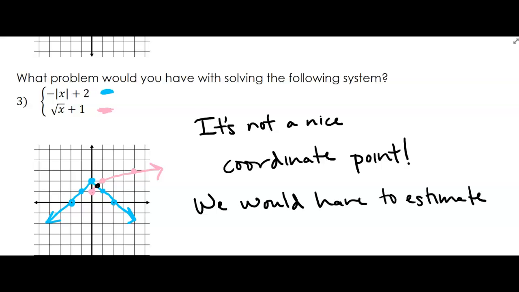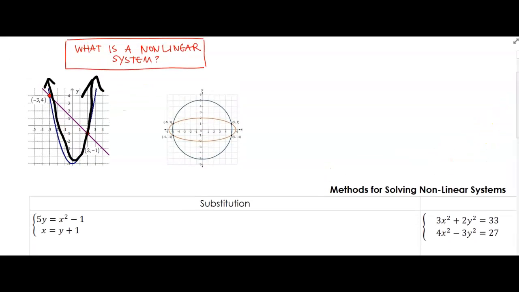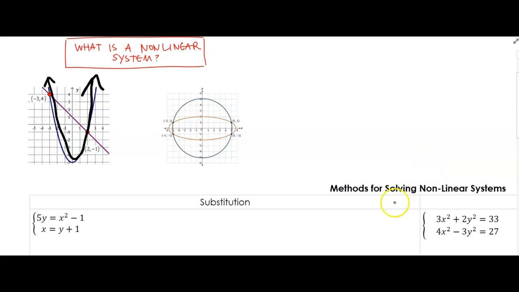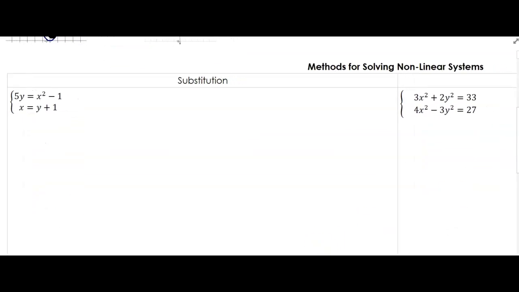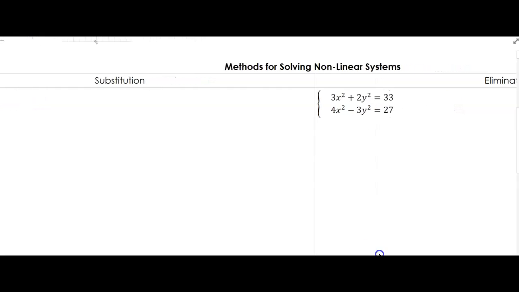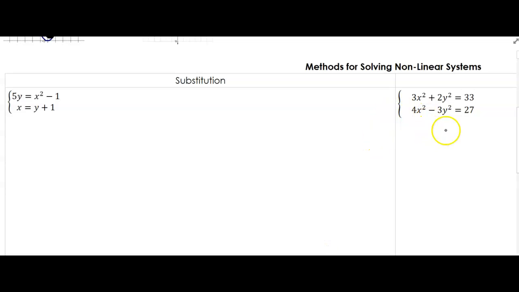And so that's going to lead us into the bulk of our notes for today, and that is methods for solving nonlinear systems algebraically. This is going to be similar to the methods we use for solving systems of linear equations, such as substitution and elimination. But of course, it's going to take a little bit more math on our part in order to do this algebraically and find these solutions.